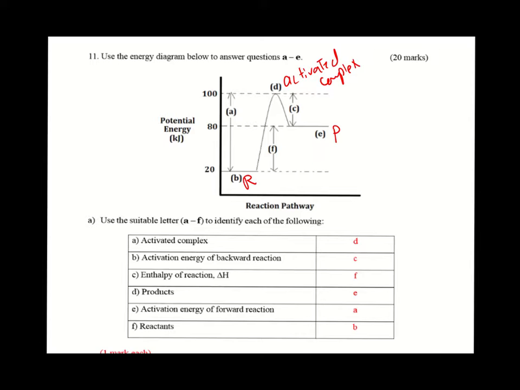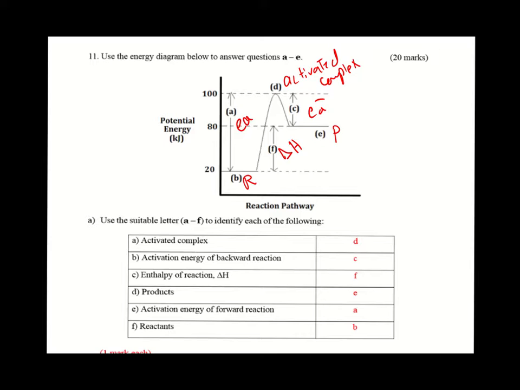The difference between reactant and the product is the enthalpy change of reaction. The distance between reactant and the activated complex is the activation energy of the forward reaction. C could be the activation energy of the backward reaction.